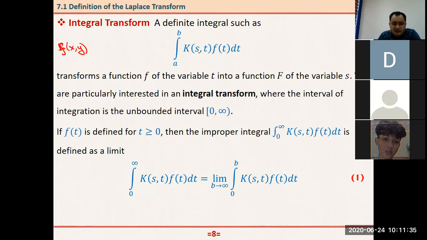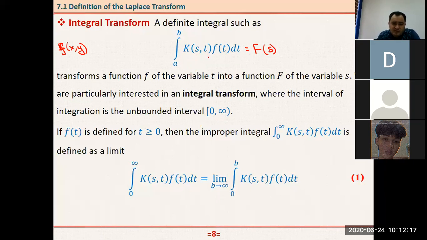Here we have something like this. It is a function of s and t, and it is multiplied by another function, which is just a function of a single variable, right? But here we are integrating this with respect to t, right? So if I integrate this, what do I get? We get something, let's say capital F, as a function of s, right? Why? Because this one has nothing to do with t. This t is changing from a to b, while this s remains as a variable.